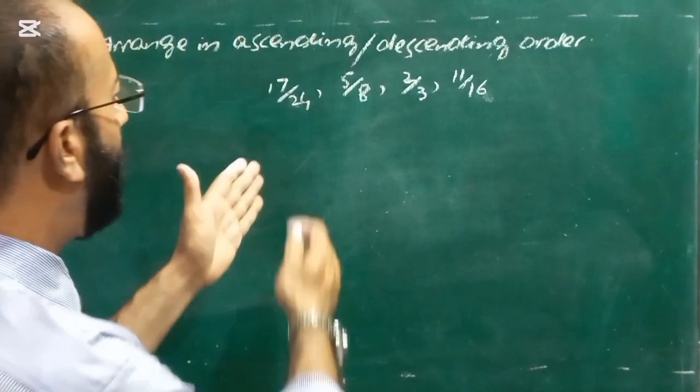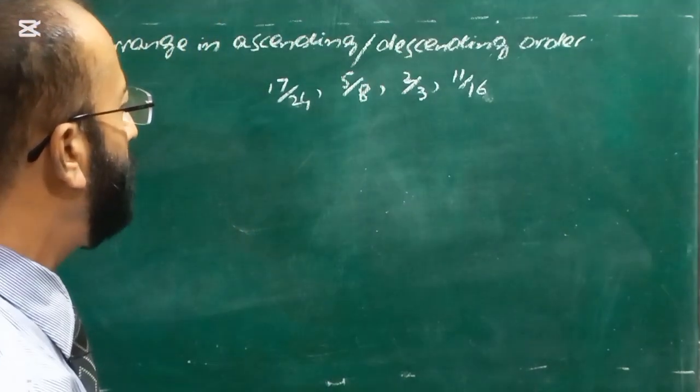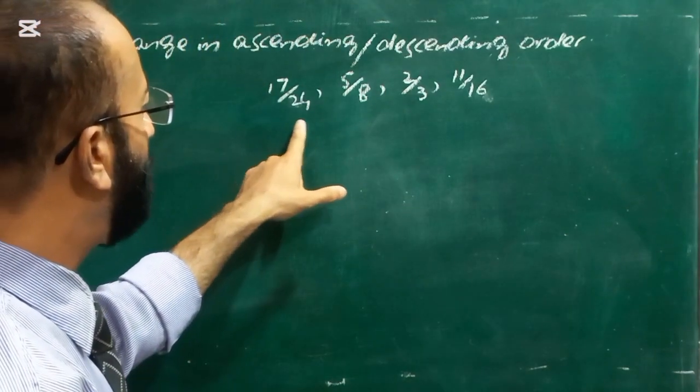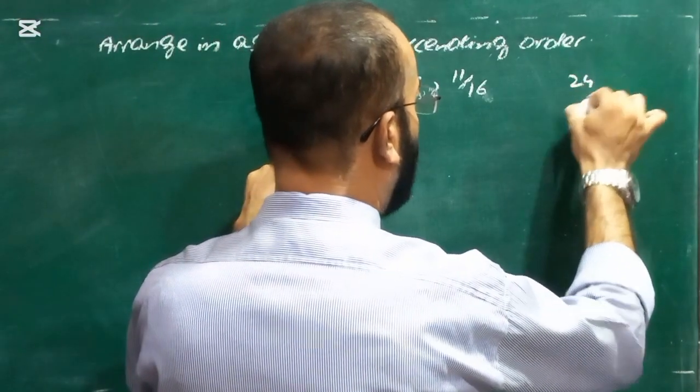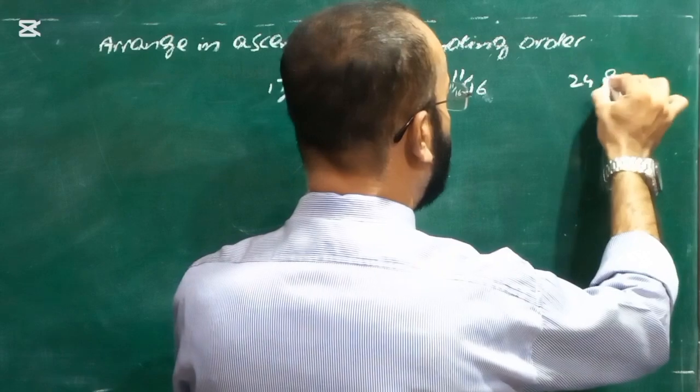So look now, here are fractions given. So first we will take the LCM of the denominators. So 24, 8, 3 and 16.